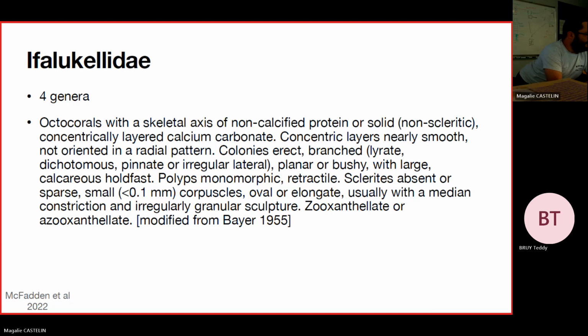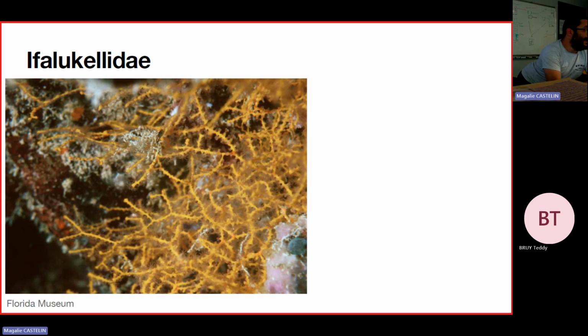Ifalukellidae have colony branches that go from lyrate, dichotomous, pinnate, or irregular lateral. And again, they have sclerites that are either absent or rare. So this is Ifalukella. Oh, I'm sorry. I thought I had a picture of the sclerites.